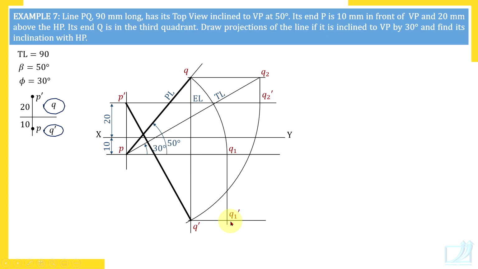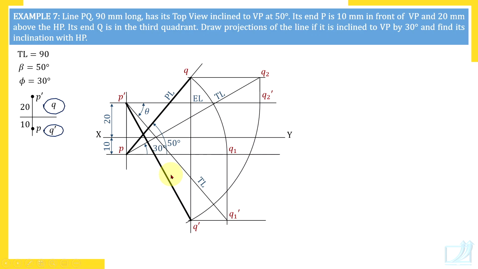Now join P dash Q1 dash and that is the true length. P dash Q1 dash has true length and true inclination with HP, that is theta. So here is that angle theta. We have not used angle theta in construction. We have used only these dimensions for the construction. So you must not insert angle theta in the diagram, write it outside the diagram.